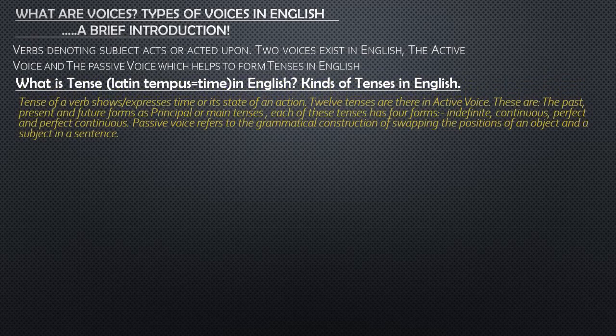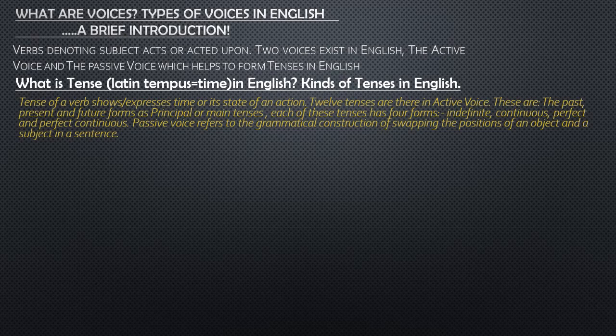Tense comes from the Latin word tempus, meaning time, the verb showing time. Tense of a verb shows the time or state of an action. Kinds of tenses in English: the tense of a verb shows or expresses the time or a state of an action.